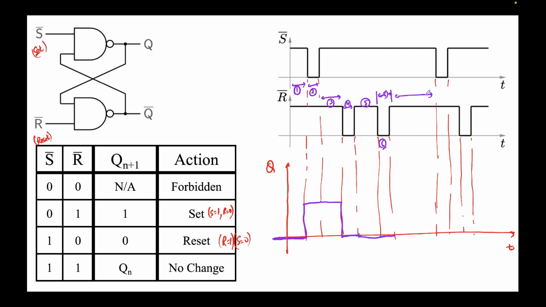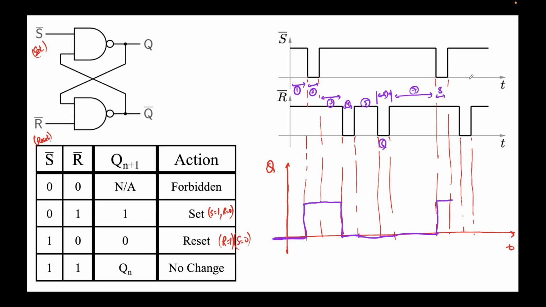Again, in the seventh period, both are high. No change. It will remain like this. In the eighth period, S bar is 0, R bar is 1. Q value will become 1. Q value will go from 0 to 1.